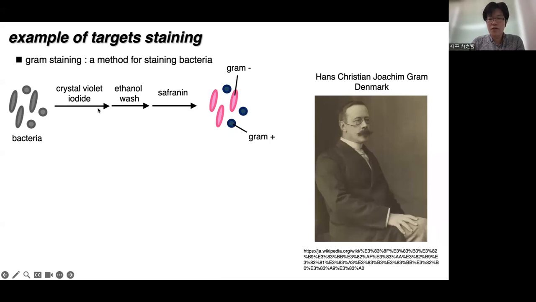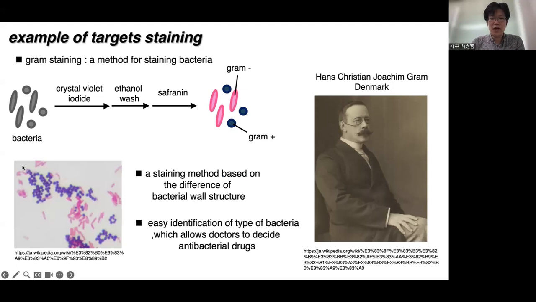Of course, you don't need to understand the details of the mechanism, but using this method, we can clearly distinguish the cell type like this. So this is a very important basic point. For example, by using this, the doctor can identify the cell type, which allows the doctors to decide which kind of antibacterial drugs they should use.